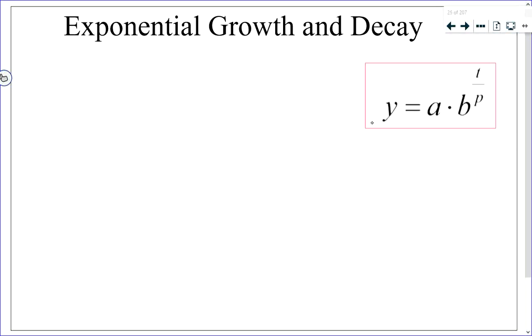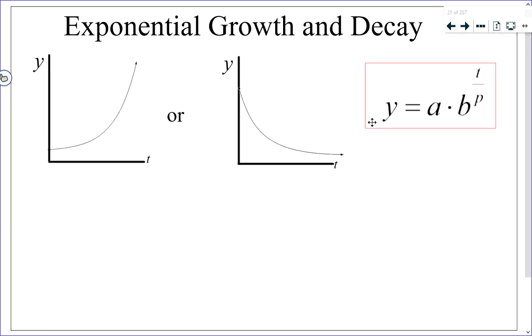To give you some illustrations here, I guess we'll talk about the two shapes first of all. It can look like this or this. The graph on the left is increasing, the graph on the right is decreasing, but we use these words now instead. We say that the graph on the left shows growth, the graph on the right shows decay.